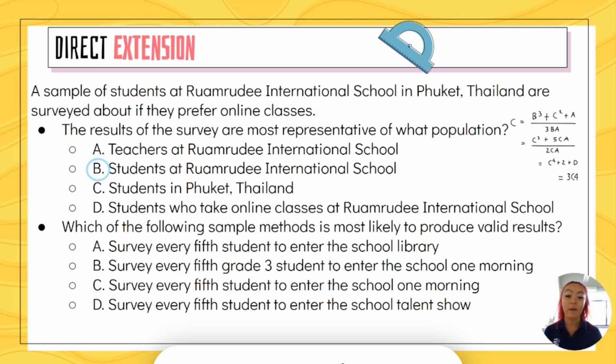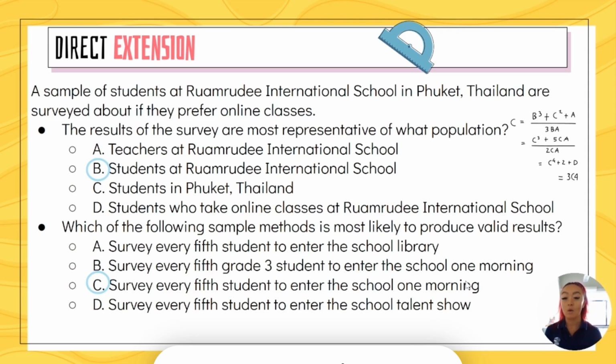C says, survey every fifth student to enter the school one morning. Well, that seems like it would be the best option to get the most accurate results because you'll be surveying the entire school, right? Everybody has to enter the school that morning, no matter what grade that they're in. So taking every fifth student to enter the school one morning would provide you with the most accurate results.